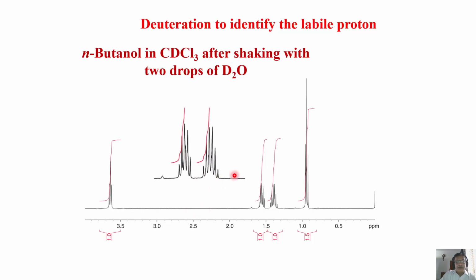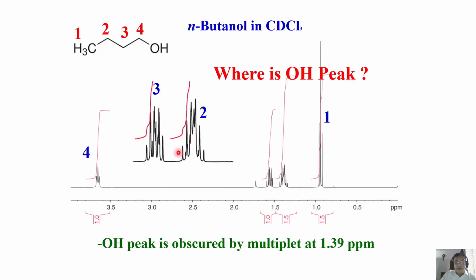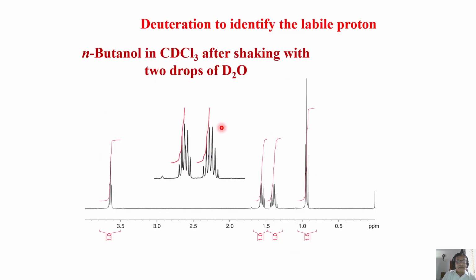Look, this became a very clear pattern now compared to this. Earlier, you see, the OH peak was obscured by this bunch. Now that OH disappeared, you get a very clear multiplicity pattern here. What happened to OH then? When you add D2O, OH will become OD. It is not protonated anymore. It is deuterated. Because it is deuterated, you don't see it in the proton spectrum. As a consequence, the OH peak is not seen. But at least you identified that OH was hidden here.